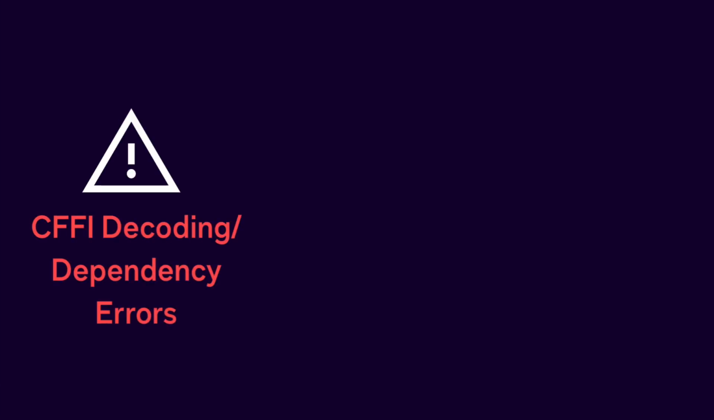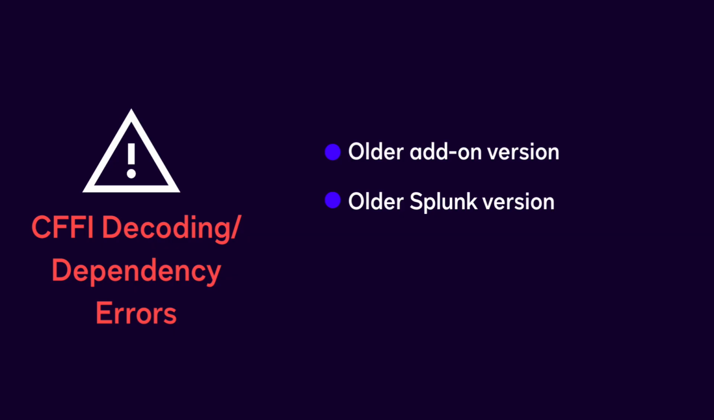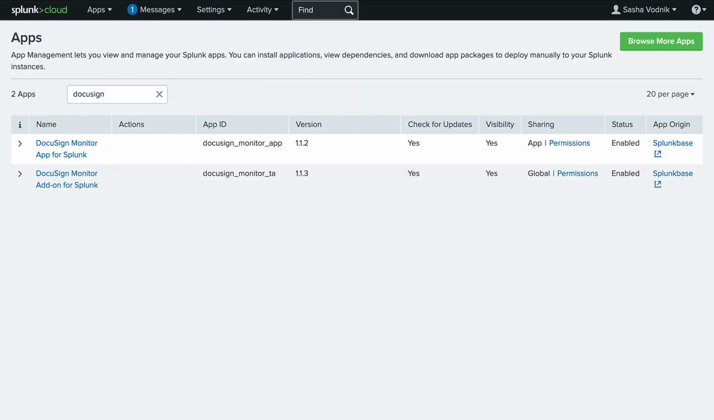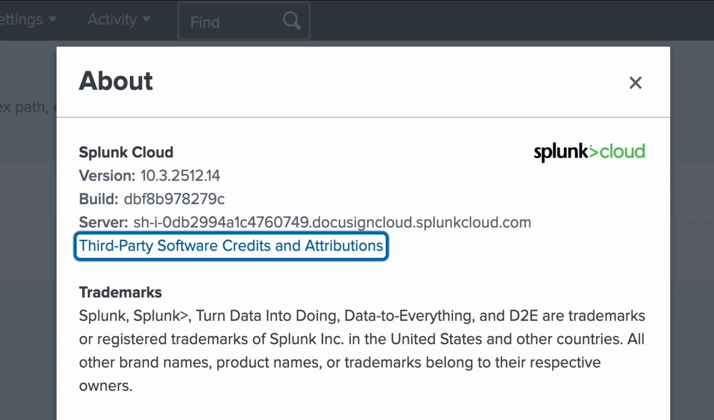If you're experiencing CFFI decoding or dependency errors, you may need to update your version of the tools. Upgrade to the latest Docusign Monitor add-on version, which addresses Python dependency loading issues for JWTs and cryptography. Also update Splunk to 9.3 or greater if possible.